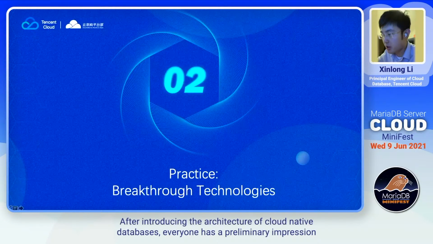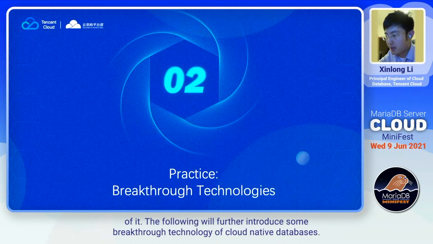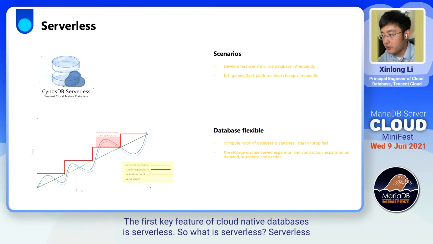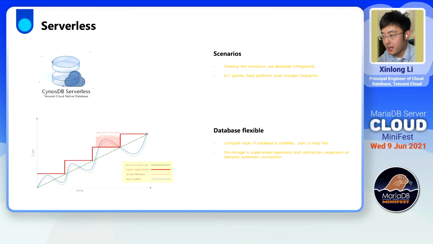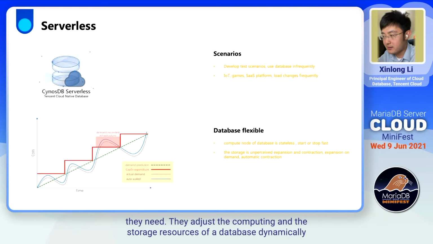After introducing the architecture of the cloud-native database, everyone should have a preliminary impression of it. The following will further introduce some breakthrough technologies of the cloud-native database. The first key feature of the cloud-native database is serverless. Serverless is a mode for users to use the database, I think. Users can pay as they need. They can adjust the computing and storage resources of a database dynamically in seconds.